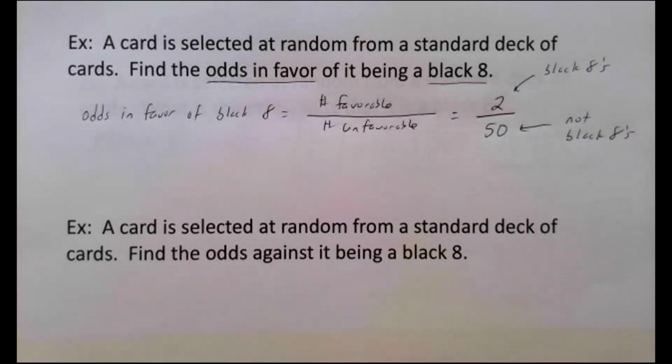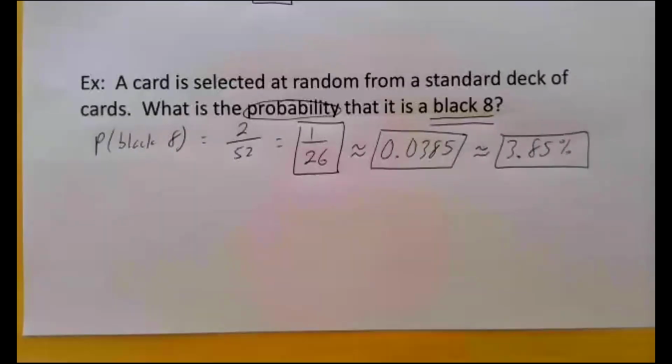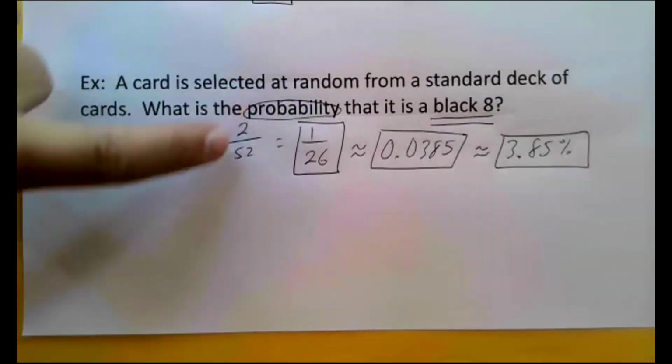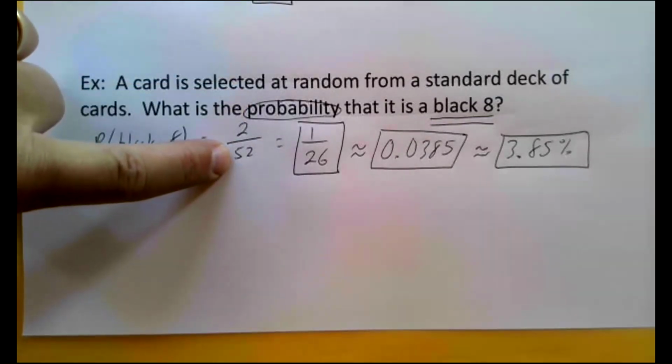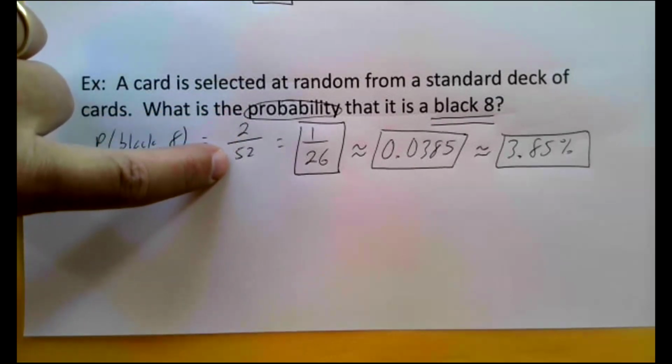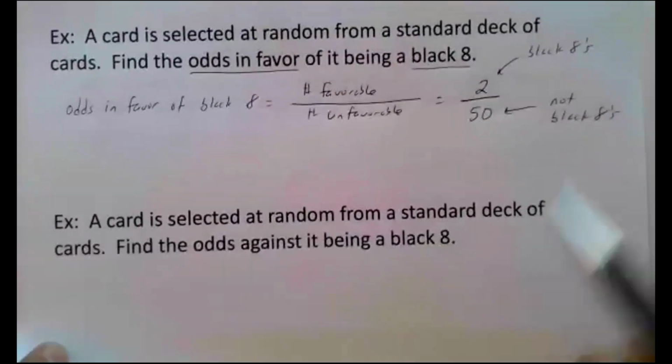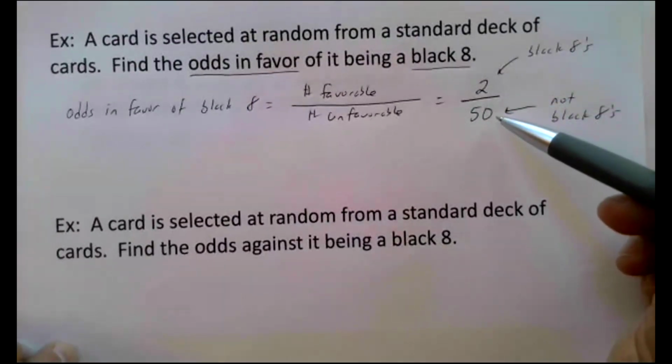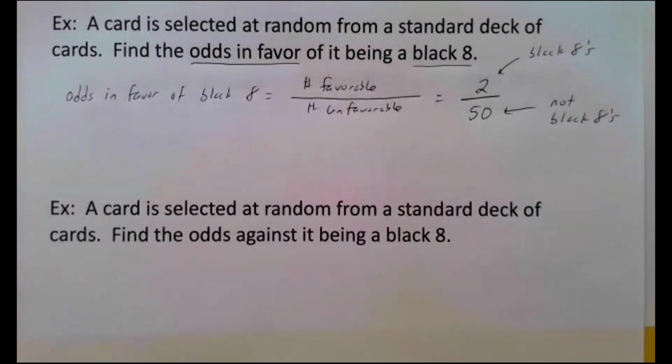Notice, I know there's 52 cards in the deck, but we never wrote 52 anywhere. With probability, we put 52 in the bottom because that's the total. Favorable over total. With odds, it's favorable over unfavorable. That's how odds and probability are not the same thing.